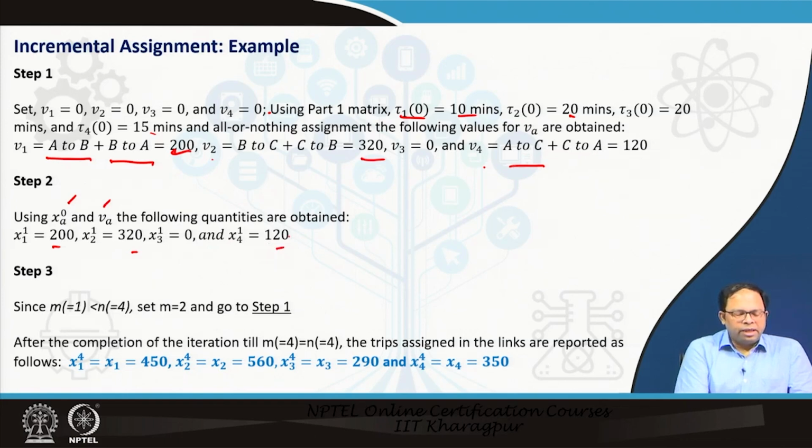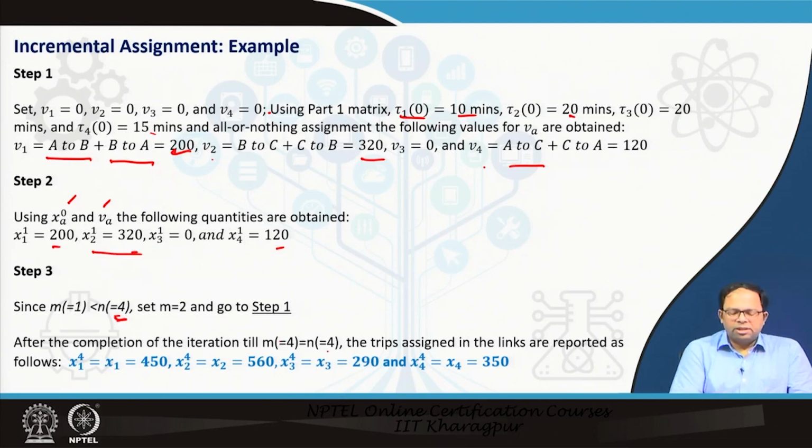And because we have not reached the last part, we have 4 divisions. So we divided the matrix into 4 parts, so n is equal to 4, and m now is 1. We have to continue this step, and for that we update the travel time values based on these particular volumes, and then again we will repeat the steps.